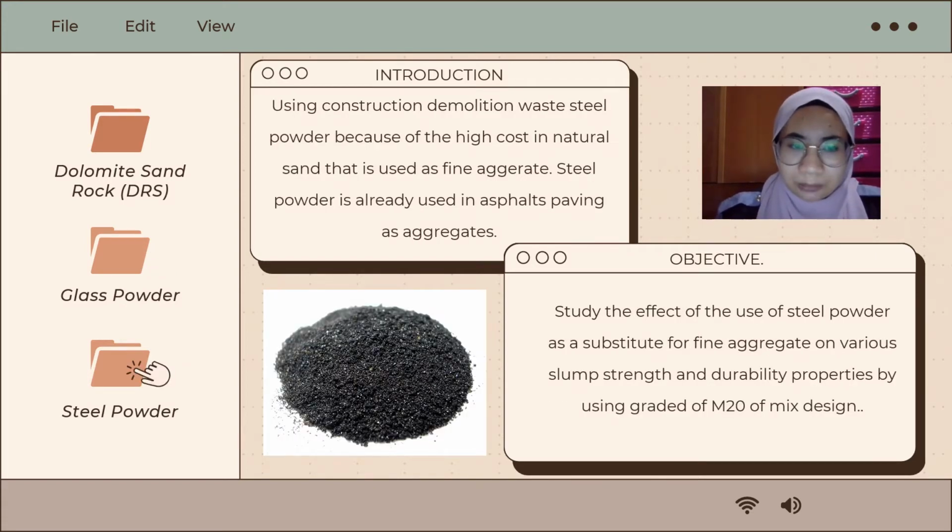Last one is steel powder. Construction demolition waste steel powder is used because of the high cost of natural sand that is used as fine aggregate. Steel powder is already used in asphalt paving as aggregate. The objective from this article is to study the effect of the use of steel powder as a substitute for fine aggregate on various strengths and durability properties by using a graded M20 mix design.